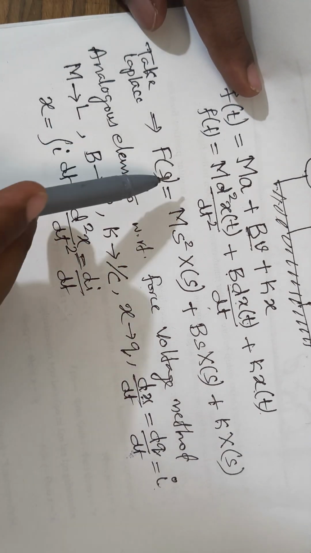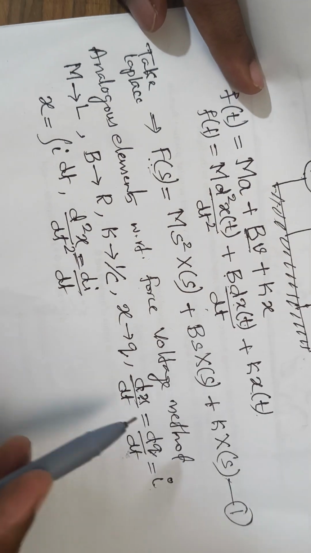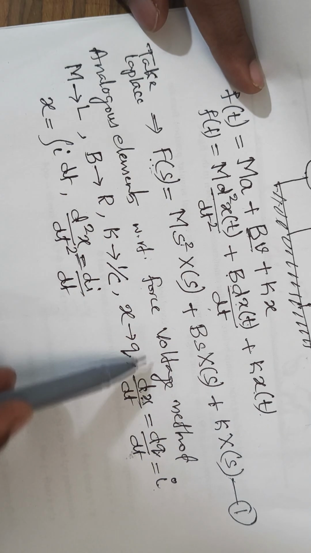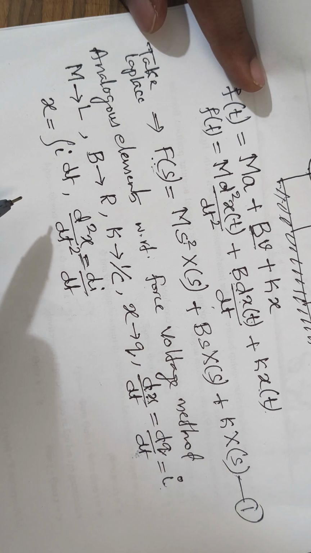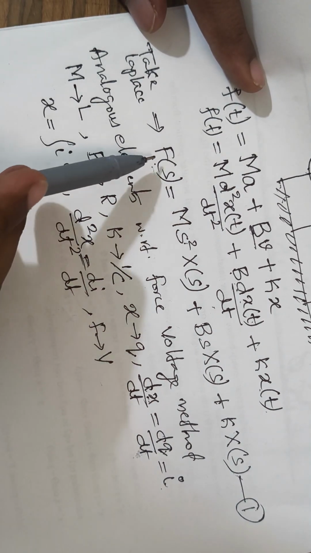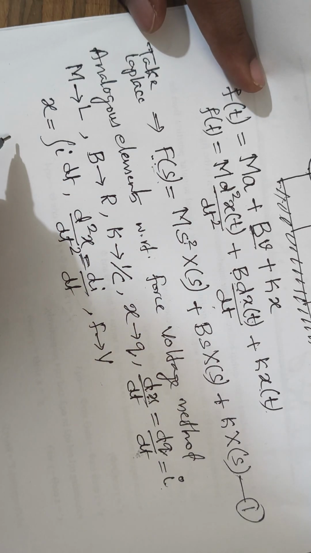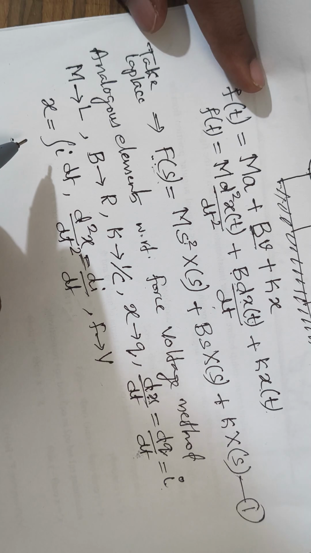Now what we will do is replace the elements in this equation. I'll take this as equation 1. You have to replace the elements with these analogous elements. Now this is the force voltage analogy, therefore force is replaced by voltage. This f of s will become v of s. Before that, I will write all the quantities which will be expressed in the current, that is current I.